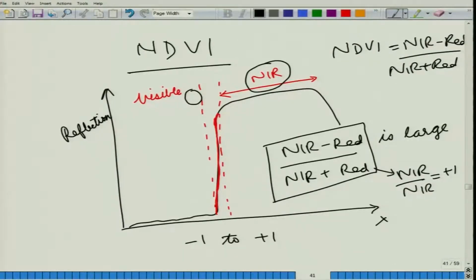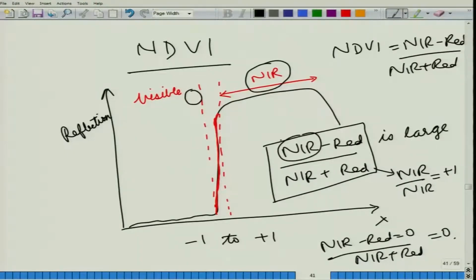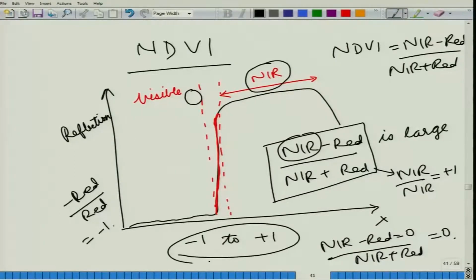Suppose our NIR minus red was 0. So, in that case we would have NIR minus red, which is equal to 0, divided by NIR plus red. So, this whole value will become 0. On the other hand, suppose our NIR value itself was 0 and red was having some positive value. So, in that case we would have minus red upon red, which will be equal to -1. So, the range of the values of NDVI goes from -1 to +1.